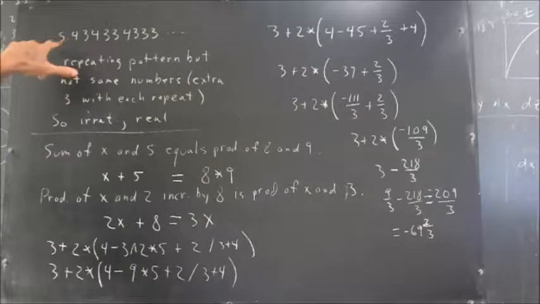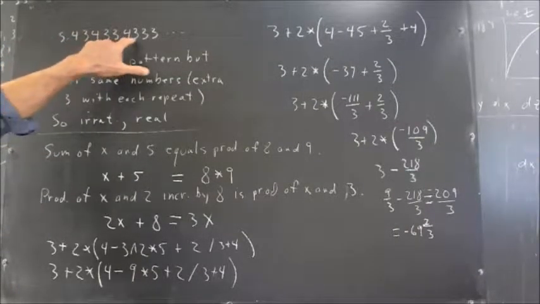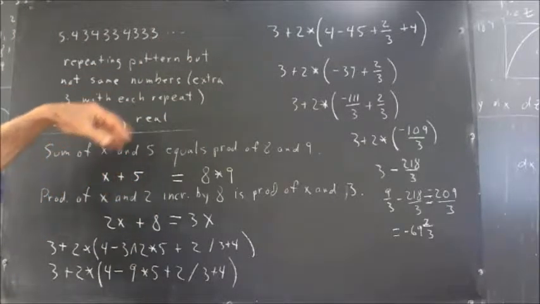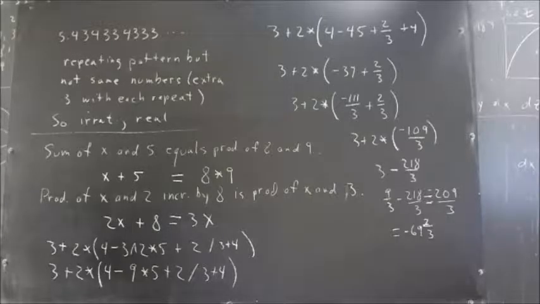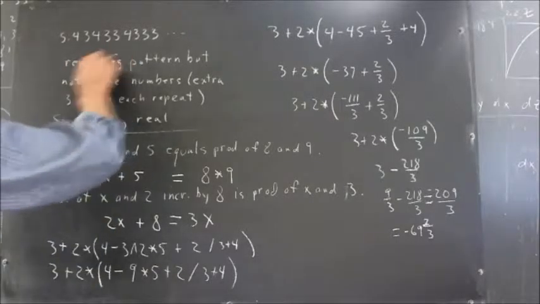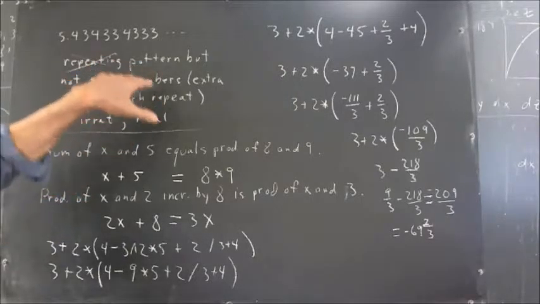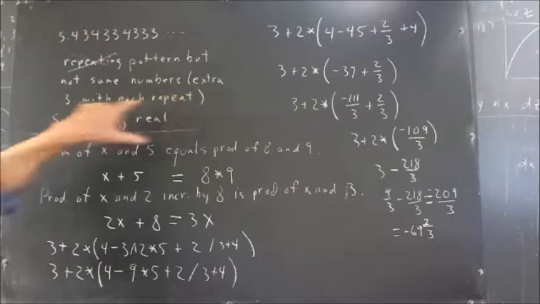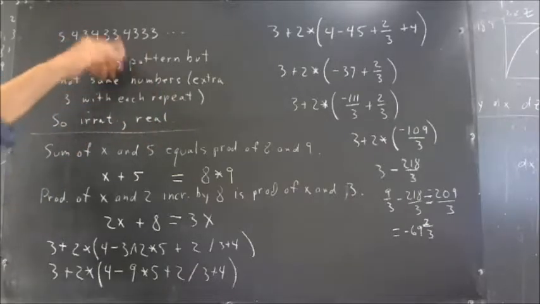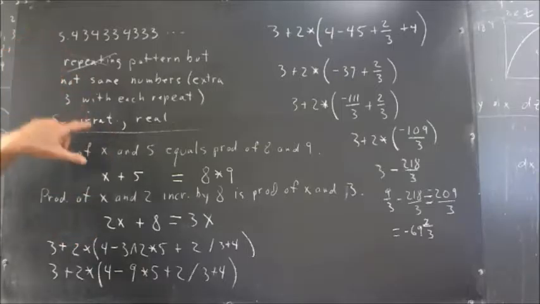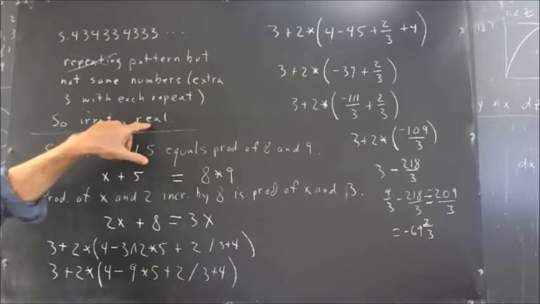And then the number 5.4343343333. Now you have a pattern here, and it's not exactly a repeating pattern. Okay, I kind of said it was. But it's not a repeating pattern. It's just a pattern. And there is a degree of repetition in it, but it's not actually a repeating pattern. It's not the same numbers that keep repeating. There's an extra 3 with each time this thing goes through what you would perceive as a cycle. So, it's irrational. And of course, it's real.